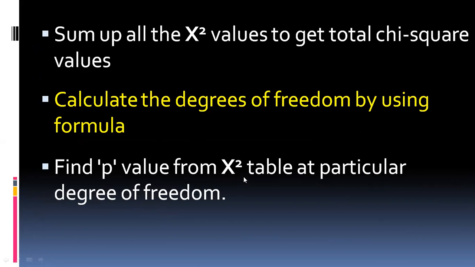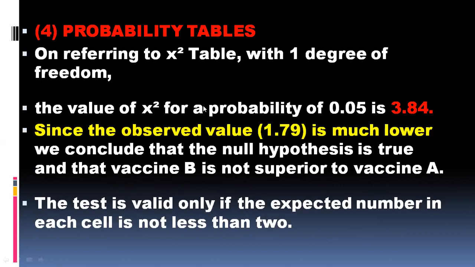Now after getting the chi-square value, we need to find out the corresponding p-value from the chi-square table. So we refer to the chi-square table with 1 degree of freedom. So the value of chi-square for probability of 0.05 is 3.84. To get a significant value of p less than 0.05, the required chi-square value is 3.84 at degree of freedom 1. I will show you this in the table. The calculated chi-square value is 1.79 and it is much lower than 3.84. That's why there is no significant difference between vaccine A and B.